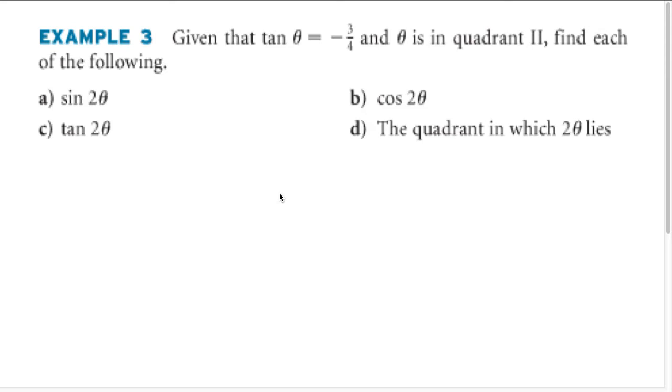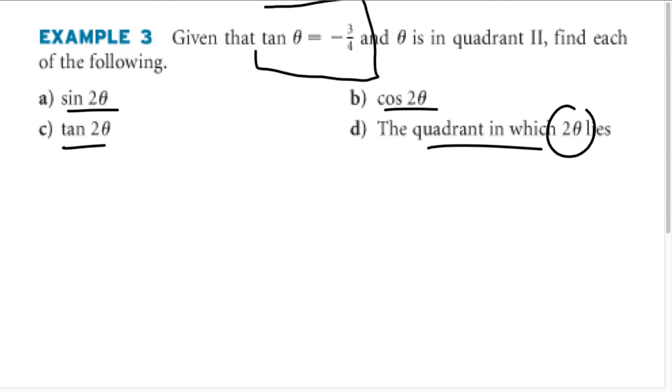I don't know how practical, but a practical way of using a double or half angle identity to determine the exact value of certain expressions. So this particular question asks for determining sine 2 theta, tan 2 theta, cos 2 theta, and the quadrant in which the angle 2 theta lies. The information given is that the tangent of theta, not 2 theta, but the tangent of theta is negative 3/4, and that the angle theta is in the second quadrant. So second quadrant right there.